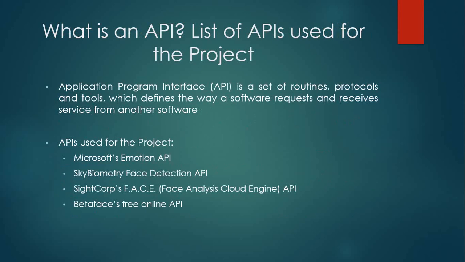In this project, emotion recognition APIs are used to predict emotions in images. API is a set of routines, protocols, and tools which defines the way a software requests and receives service from another software. APIs used for the project are Microsoft's Emotion API, Sky Biometry Face Detection API, Sitecorp's Face API, and BetaFace API.